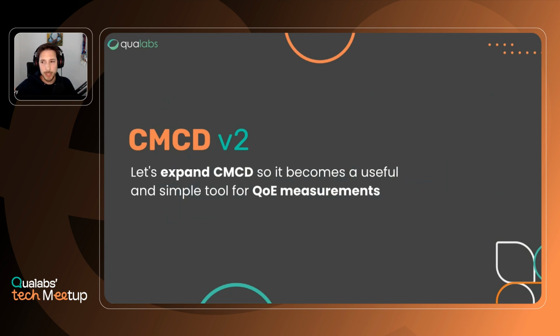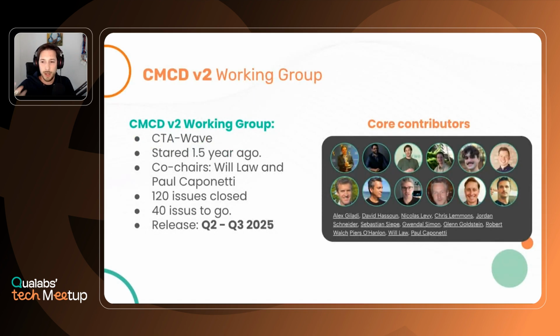So now that we have refreshed what CMCD version 1 was, let's understand version 2. The idea behind version 2 is to expand CMCD so it becomes a simple and very powerful tool for QoE measurements. The work around CMCD version 2 started, I think, 1.5 years ago.